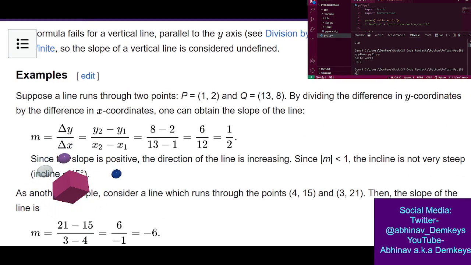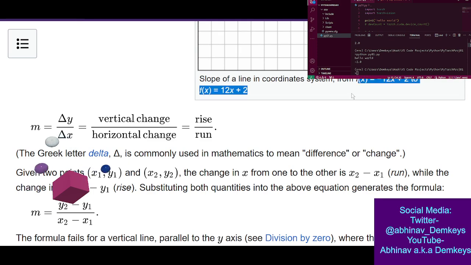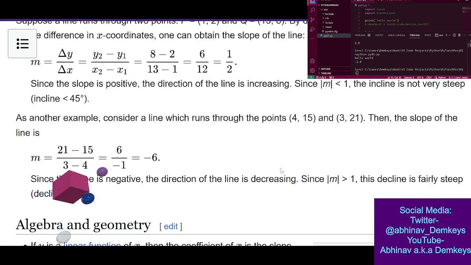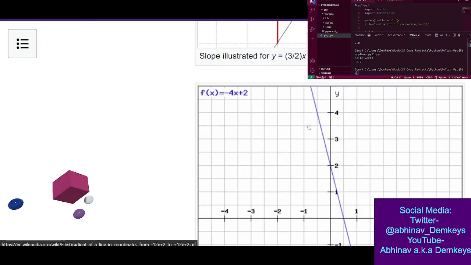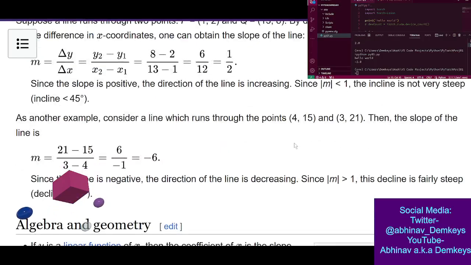Okay, okay. So I'm still confused as to what's going on here, but I'm not going to dig into this too much. I need to know if I'm calculating the slope right. Then the slope of the line is so and so, so and so, so and so. Yeah, okay. So apparently I'm calculating the slope right.